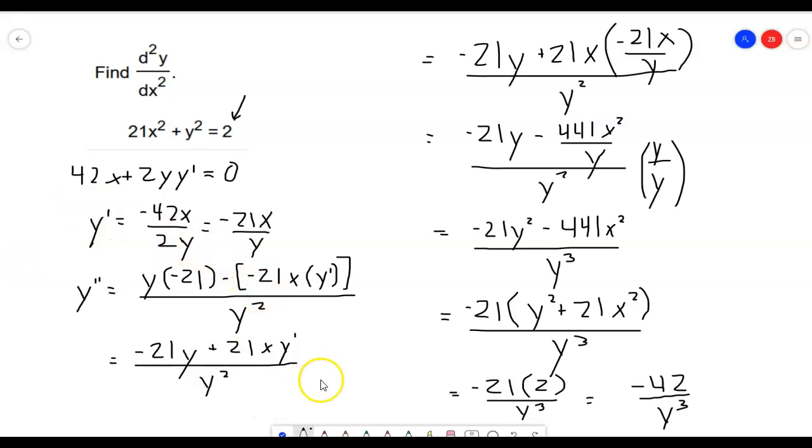We try not to leave this in terms of more than one variable if we can help it, and we try to leave it as clean as we can. Sometimes we get stuck leaving it in certain ways, but a lot of times when we have functions that look like this, we can make substitutions and clean it up and leave it in a nice orderly fashion like this. So this is the second derivative of this function right there.